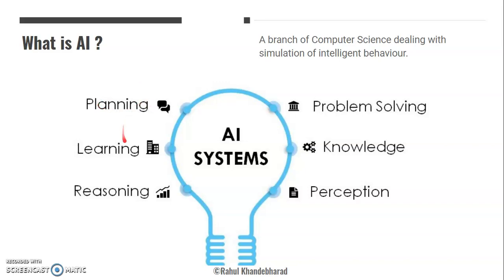As you can see here, an AI system can do planning, it can learn by itself, it can do reasoning, it can do problem solving, it can increase its own knowledge, it can develop its own perception. So this is what AI systems can do. Learning means they learn from the old patterns. That is, if you always listen to romantic songs, then in suggestions you will automatically be given some romantic songs. In reasoning, you have seen that the activity bar in Instagram shows your activity. So this is reasoning, that it tracks what amount of time you have spent on that social media platform.